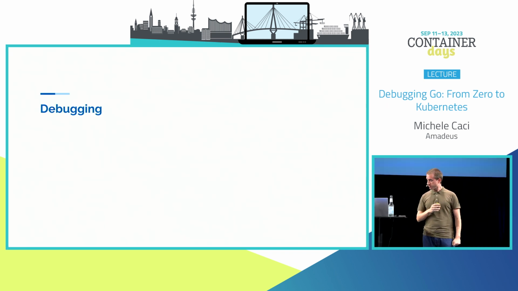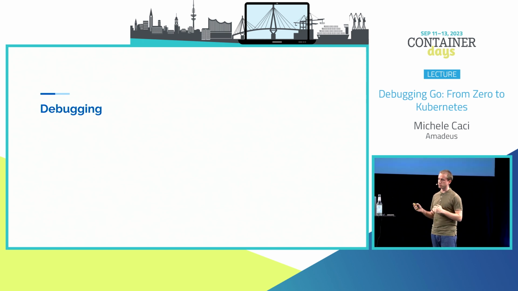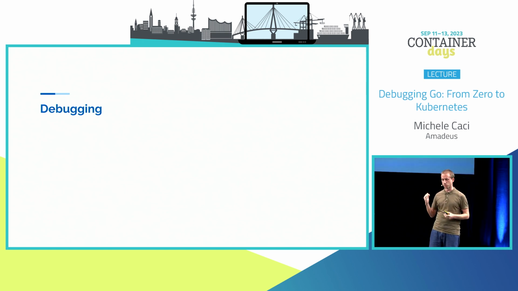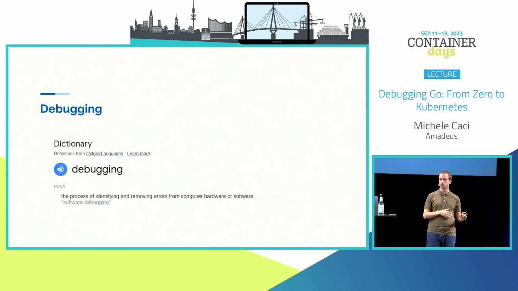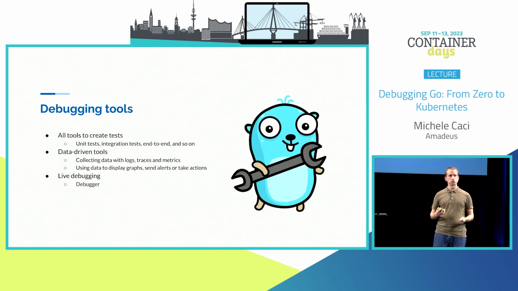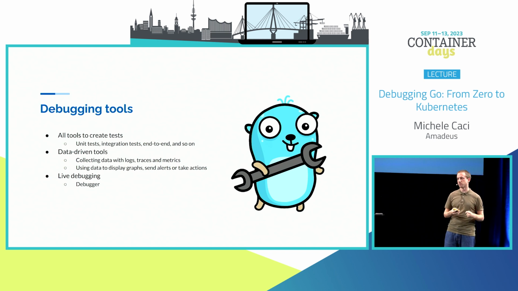So let's start. First of all, just to be on the same page, let's see what debugging is. If you look at the definition on Google, you can see that debugging is the process of identifying and removing errors from computer hardware or software. And how can we do that? We have several tools at our disposal. For example, we have all the tools that we use to create tests, like unit tests, integration tests, end-to-end tests. Those are tools that we use to debug. Then we have data-driven tools, the ones that we use to collect data, like logs, traces, and metrics, and the tools that we use to exploit that data and, for example, create graphs, send alerts, or take actions.